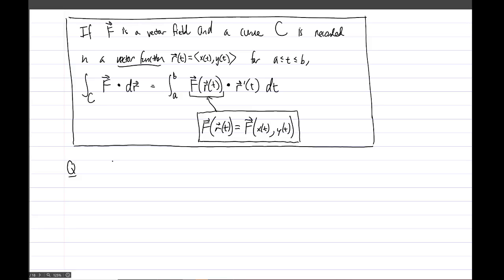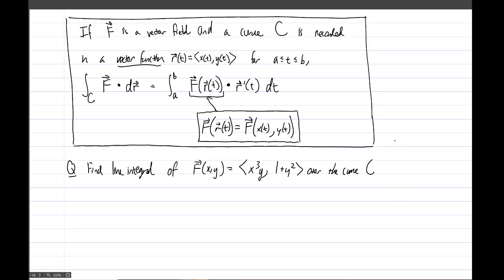Okay, let's set up a couple more examples here. So I'd like to find the line integral of the vector field F of x, y equals angle bracket x cubed y, 1 plus y squared, over the curve C, where the curve here is actually going to be the following curve.